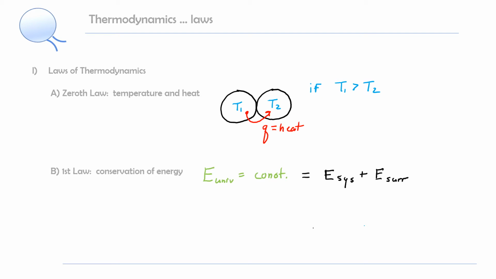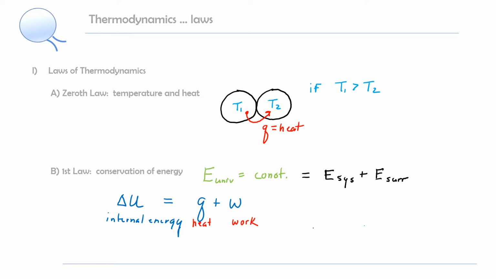An outcrop of the first law of thermodynamics is the concept of internal energy. And internal energy of a chemical system is predominantly the sum of energy in the form of heat plus energy in the form of work. So Q is heat, W is work.